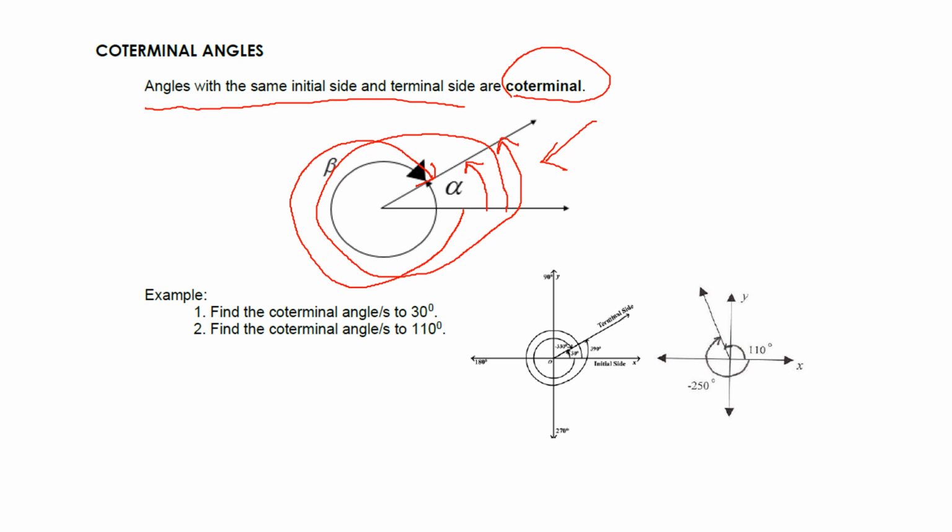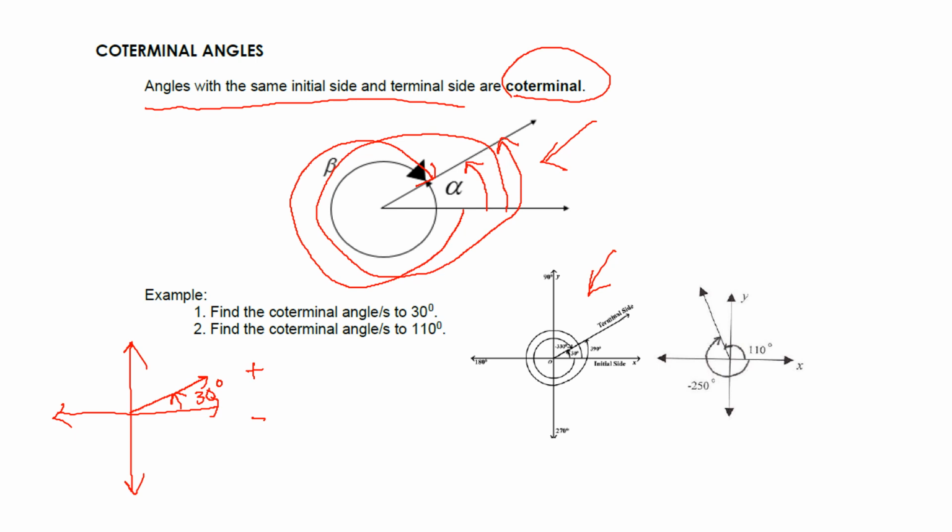Now, let's look at this example. Find the coterminal angles to 30 degrees. If we draw 30 degrees, similar to this example, but I am going to draw a separate one. So, 30 degrees most probably is here. Let's just estimate. So, that is our 30-degree angle. Find a coterminal angle to 30 degrees. It can be a positive angle or a negative angle.